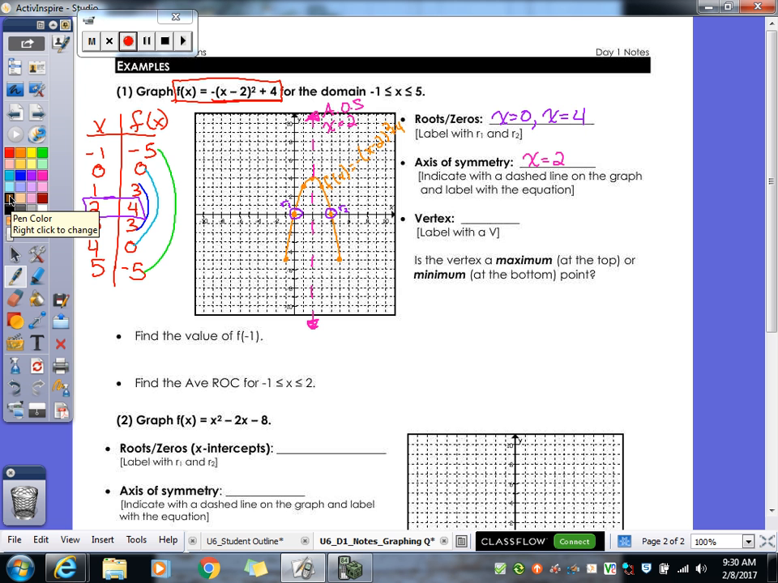So then our next thing would be our vertex. Again, your vertex is a point. Your axis of symmetry always goes through your vertex. So that's how you know you found the right spot. For this one, our vertex is a maximum. And it would be the point 2, 4. Now, the really cool connection I want to make between your table and your graph is this middle spot of your table is your what?